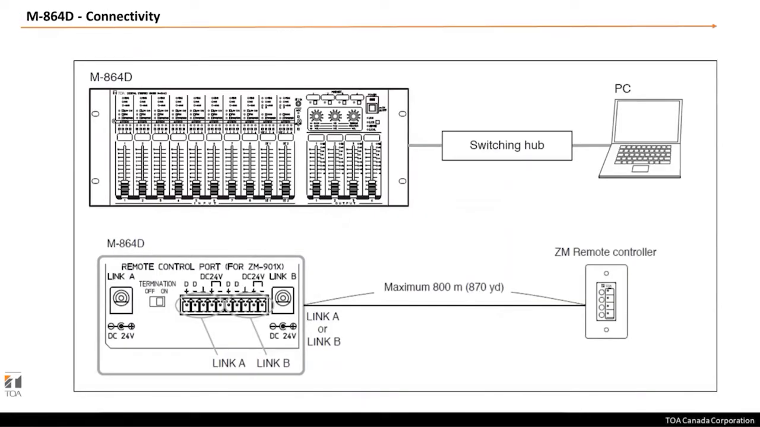So again, we see typically how the PC will connect to our mixer. So from the switching hub, you'll reach out to the M-864D. And the ZM remote controller will connect to the Phoenix connector on the identified link. So we have 2 links for 2 sets of controllers, and we have a maximum of 16 controllers that we can be using with the M-864D.